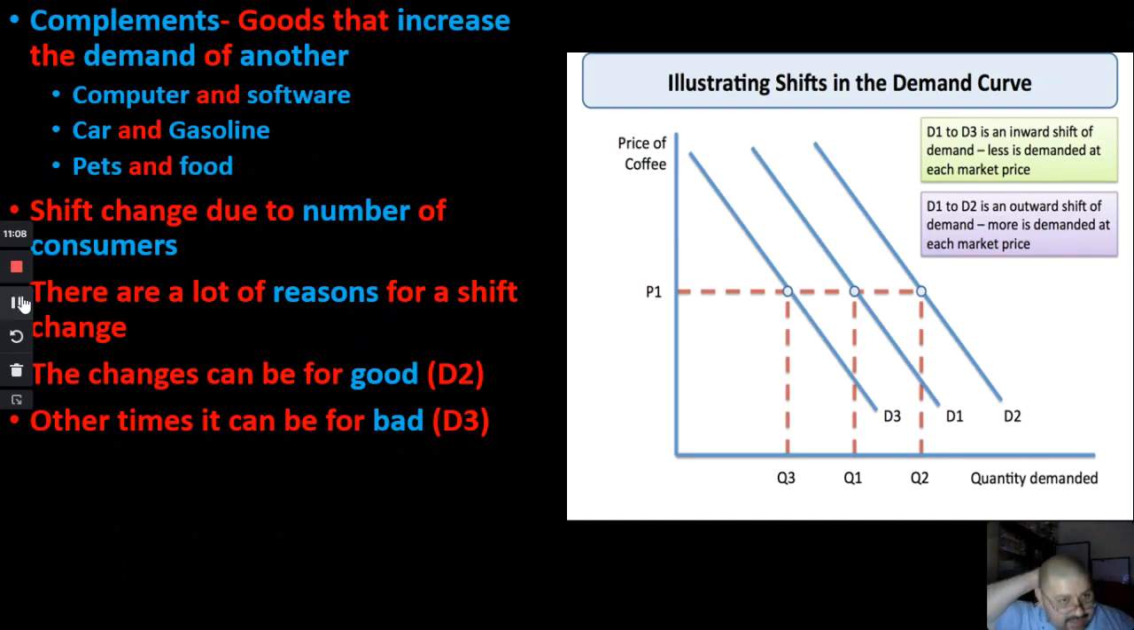Now, compliments. Now we're not talking about like, oh, you look nice today, or I love what you do with your hair. That's a different type of compliment. These are complement goods when it comes to economics. These are goods that increase the demand of another. So basically, these two things go hand in hand.